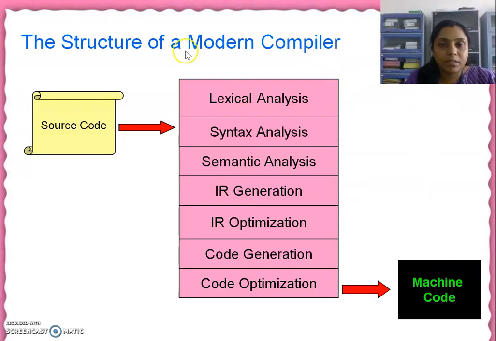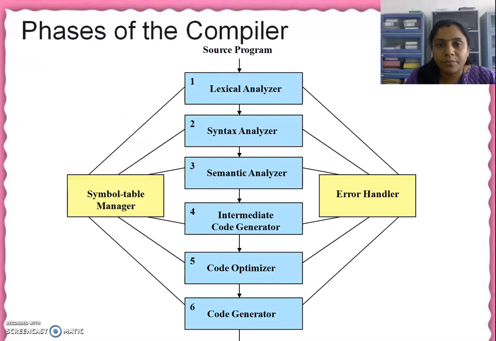This is the structure of a modern compiler. A modern compiler has various phases for this conversion. Normally the source code is given to the lexical analysis phase, then the syntax analysis phase, then the semantic analyzer, then intermediate code generation, intermediate code optimization, then target code generation and target code optimization, which finally produces the machine-level code. These are considered the phases of a compiler.